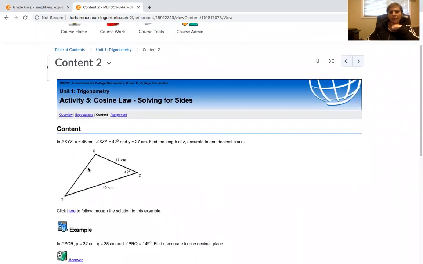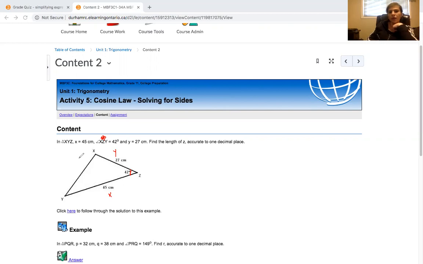So here's an example. I have triangle XYZ. They gave me side X to be 45 centimeters. They gave me angle XZY. In order for you to know XZY, the middle letter is the actual angle. So that means angle Z is 42 and Y is 27. Remember that the side represents the side: side Y is across from angle Y, side X is across from angle X.